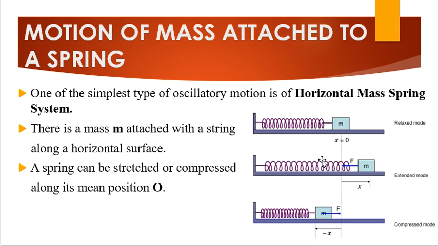Just before stretching and compressing, there is a position known as the mean position. We say the mean position is O, and it is known as the relaxed mode, where there is no stretching and no compression. But when we stretch the spring, it is an extended mode, and when we compress the spring, it is known as the compressed mode.